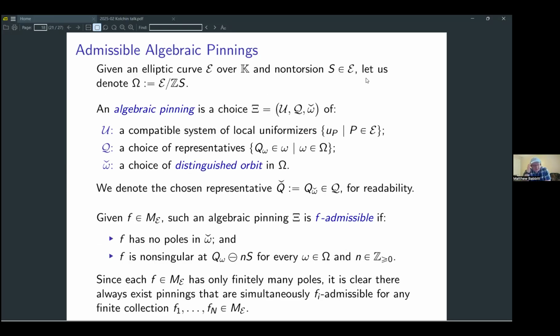So how do we do that? Well, before we had analytic pinnings. Here, we need a bit more information. So once again, we need a compatible system of local uniformizers, right? Like in order to even work with anything, we need a choice of representatives. We're going to use a distinguished orbit as well.